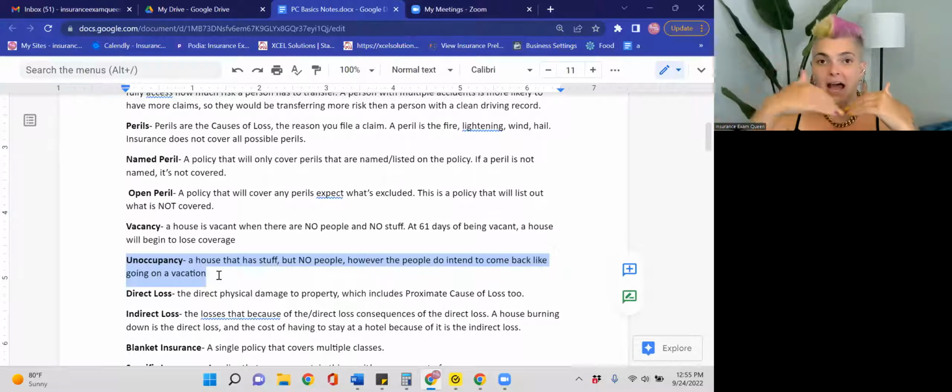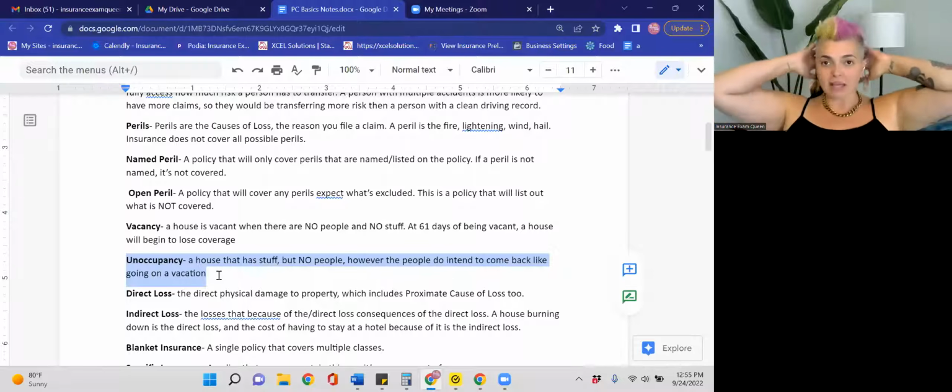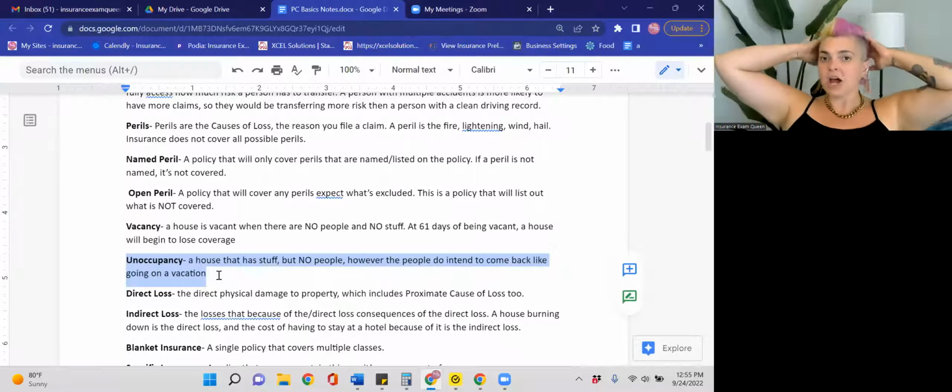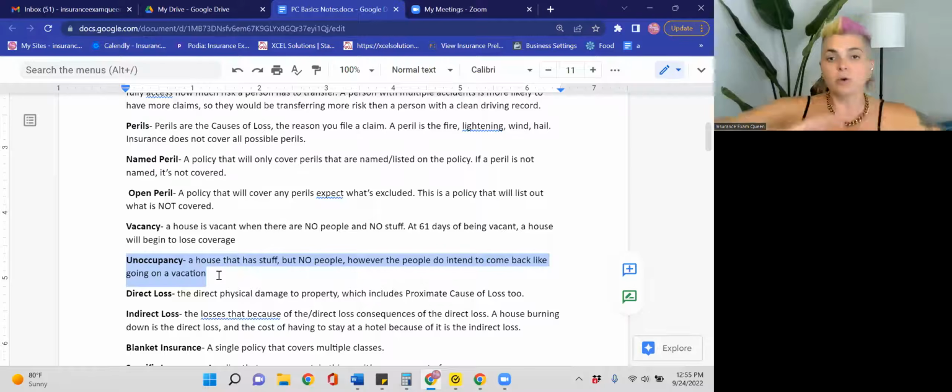Because vacation implies I am gone and I will be back. So if they say that the insured went on vacation, is the house vacant or unoccupied? It's unoccupied. It's not vacant. You plan to come back. So unoccupied is no people, but there is stuff, and the people intend to come back, like they're just going on vacation.